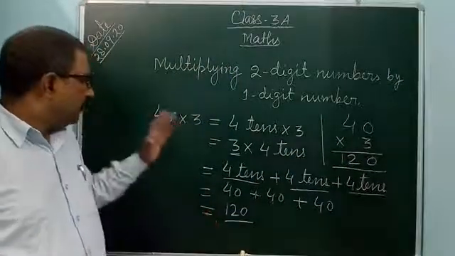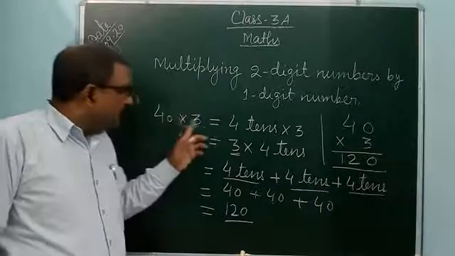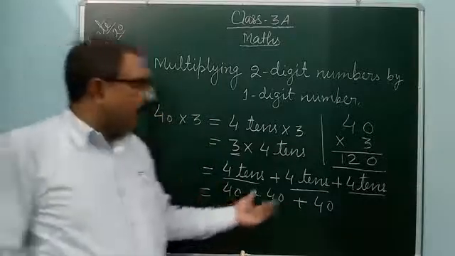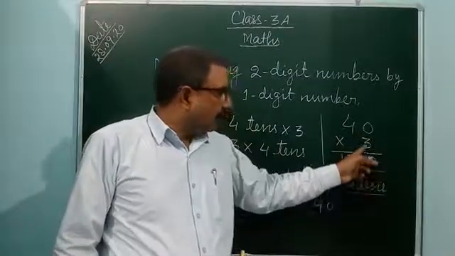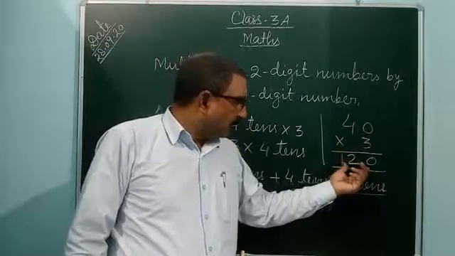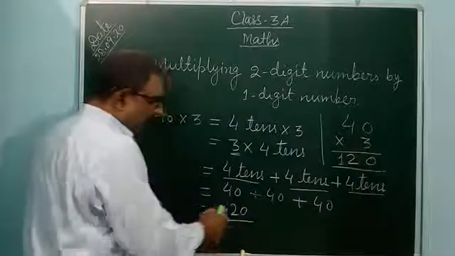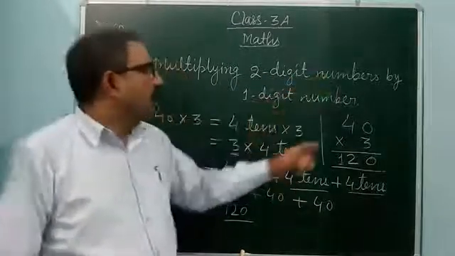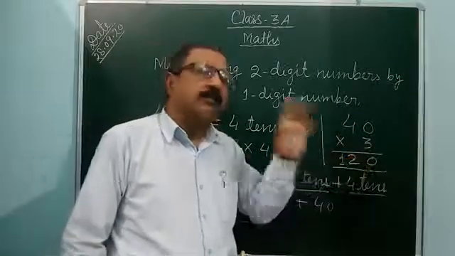If you are adding 40 three times, you also get 120. If you directly multiply 40 by 3, 3 into 0 is 0 and 3 fours are 12, so it is 120. So the answer is 120. This is multiplying a two digit number, 40, with a one digit number, 3.